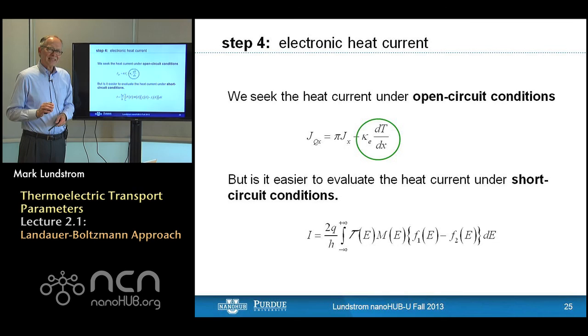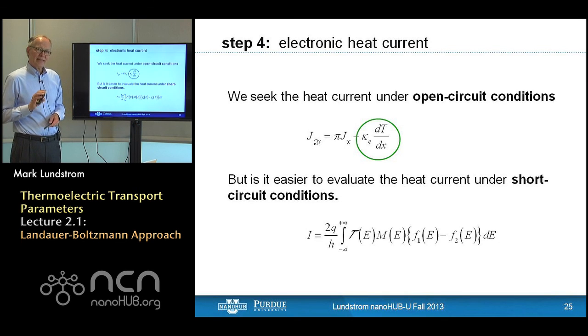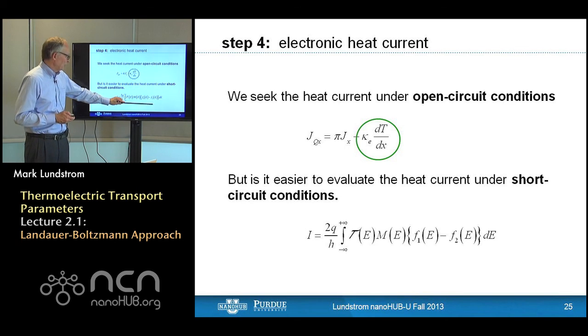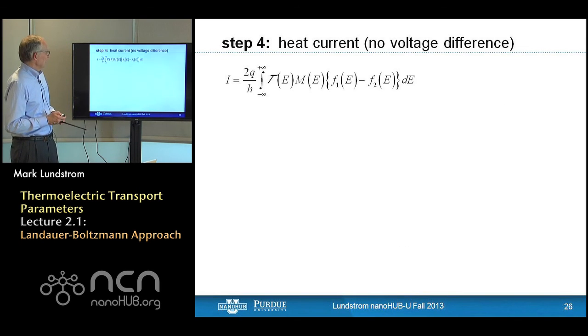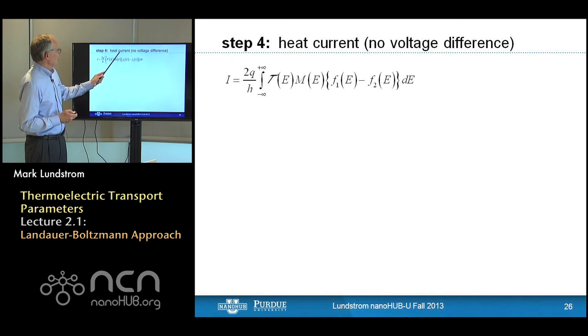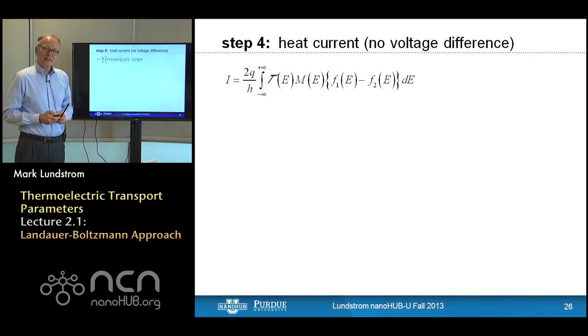Now, it turns out that it's easier to derive another electronic thermal conductivity. And that is, if we begin with this expression, it's going to be easier to do an electronic heat current under short circuit conditions, not open circuit conditions. And then we can fix it up later. So let's start here.